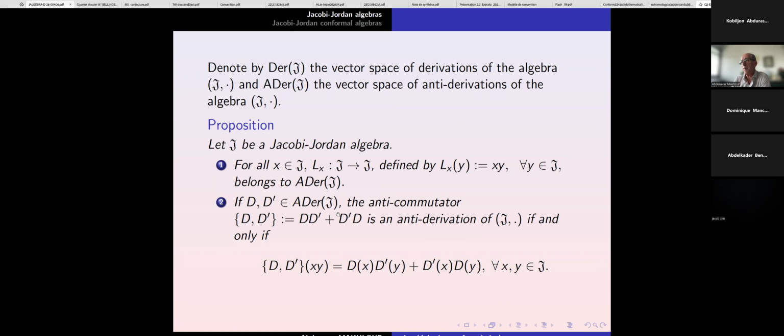And again, if we consider now two anti-derivations, and we deal with an anti-commutator, not the commutator, I mean the anti-commutator with the plus here, then this bracket defined by d d prime plus d prime d is an anti-derivation, but not in all cases, only if and only if we have this combined condition satisfied. Then we need some condition here.